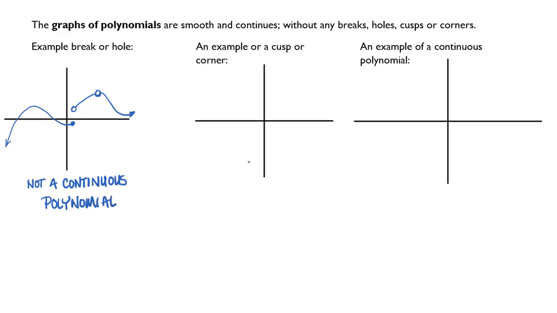An example of a cusp or corner would be something like this. Maybe you have a curve coming up, and then maybe you have another function curving up. Maybe it's a piece of a parabola, let's say. These do not look like nice shapes. This would be a corner.